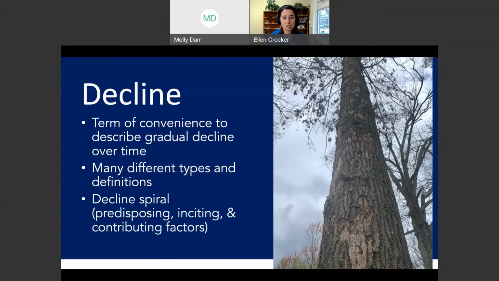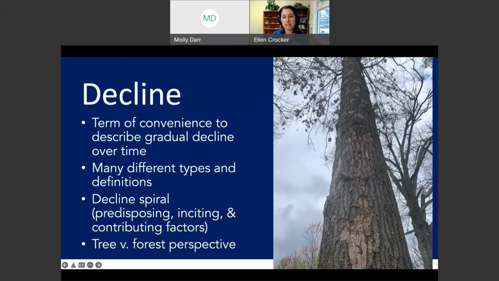I'm partial to the idea of a decline spiral, so that you have predisposing factors that set the stage for decline. You have an inciting factor, a trigger for things getting worse, and then you have lots of contributing factors, those nails in the coffin for trees. And just a point that when people talk about decline in individual trees in the landscape versus trees in the forest, it's a very different thing.